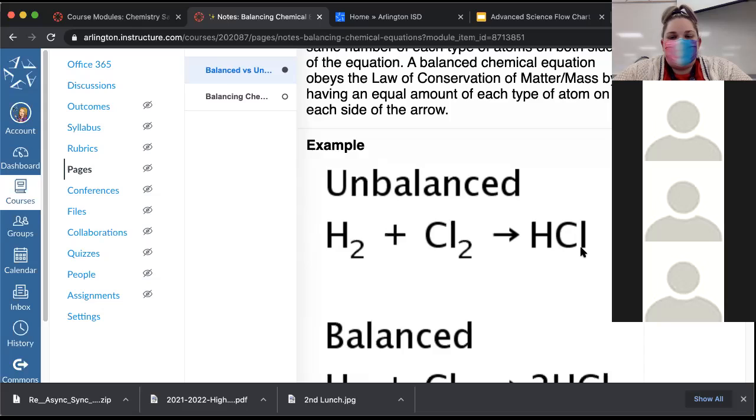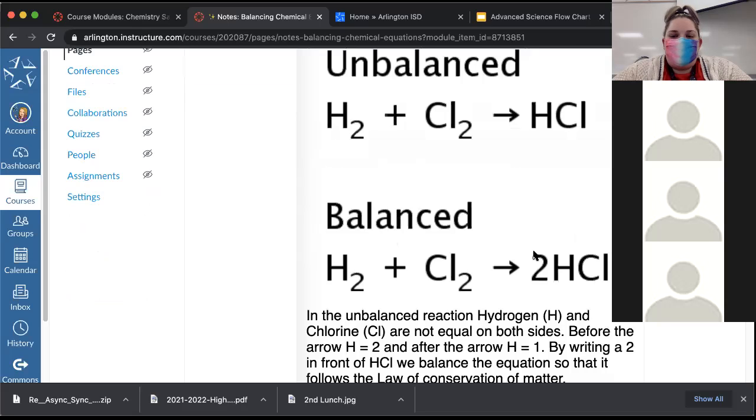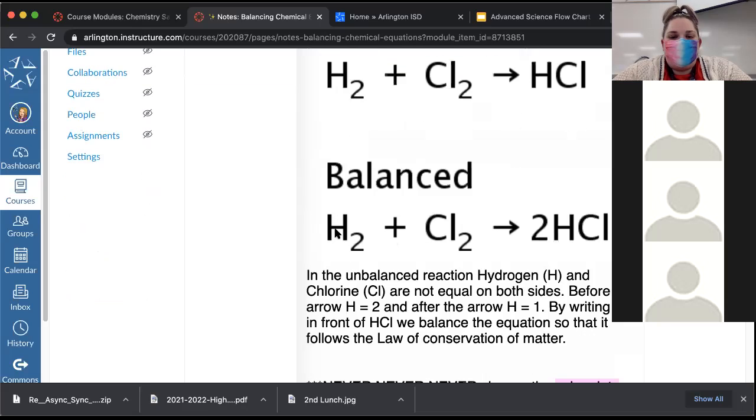So what I'm going to do is put a 2 coefficient in front of that entire formula. And just like we saw on the counting atoms, that 2 will multiply by the hydrogen and it will multiply by the chlorine. And by just putting that 1 coefficient in, I have now balanced my equation. If I were to count up all my atoms, I have 2 hydrogen atoms on the reactant side because of the subscript in this formula. I now have 2 hydrogens over here because I added that coefficient that's going to multiply by the hydrogen.